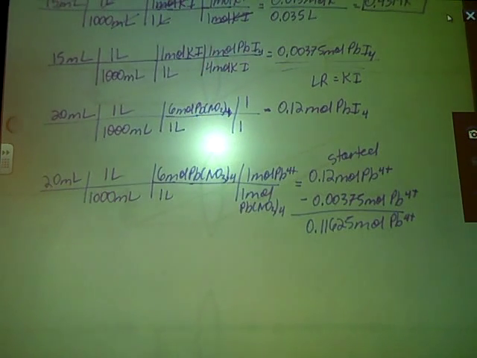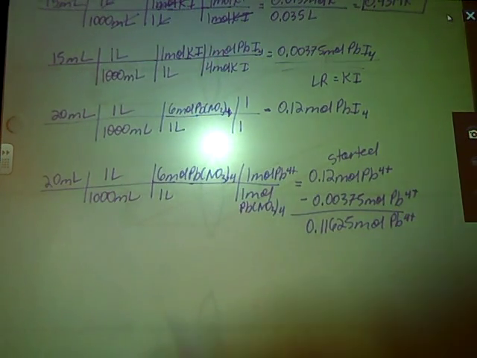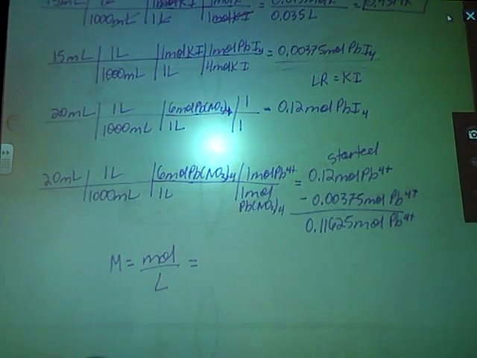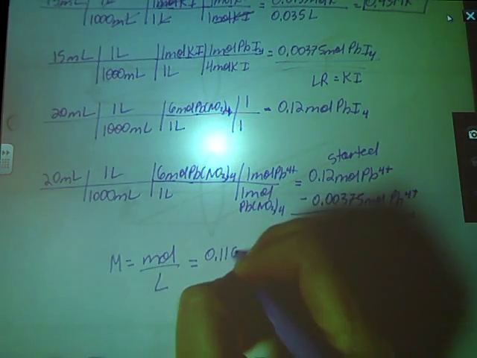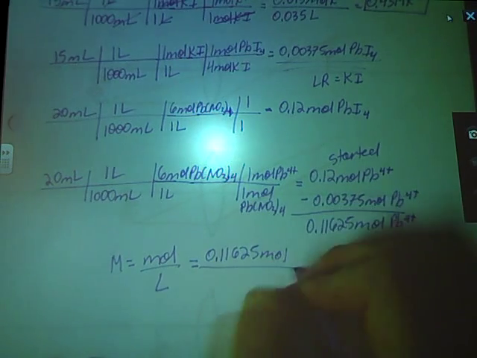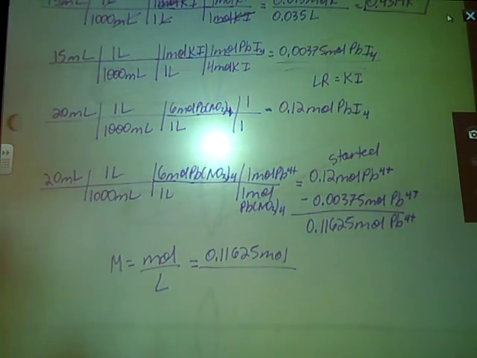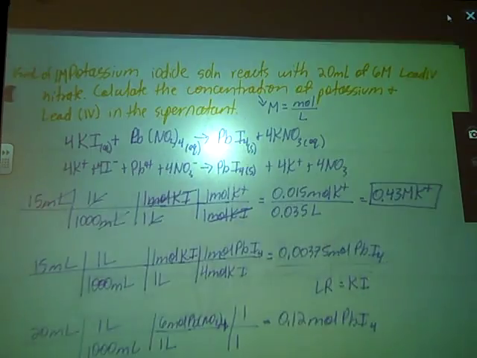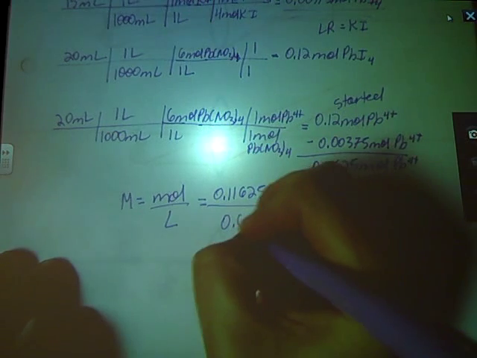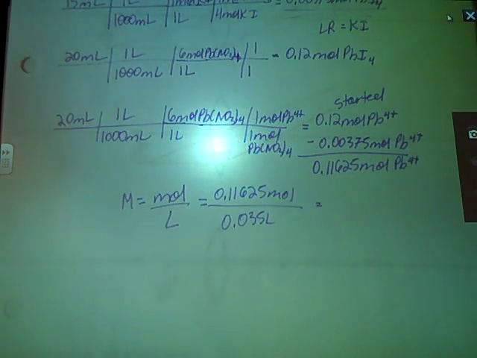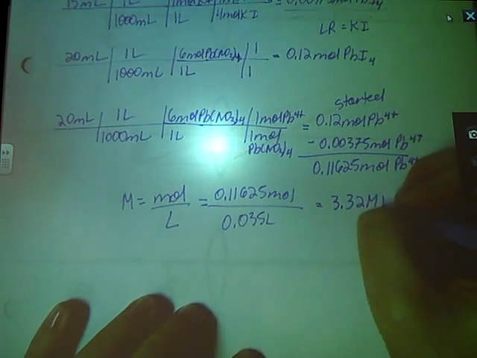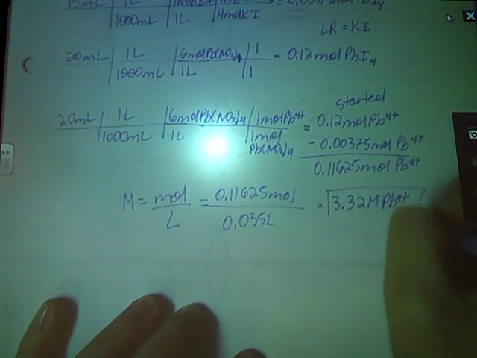In order to calculate the concentration of lead left over, I have to find the molarity, which is, as you well know by this juncture, moles per liter. We just found the moles. Divided by, this is total liters again, since we're looking at the supernatant. I already found my total liters up here when I added together my 15 milliliters plus my 20. 3.32 molar lead 4 solution.